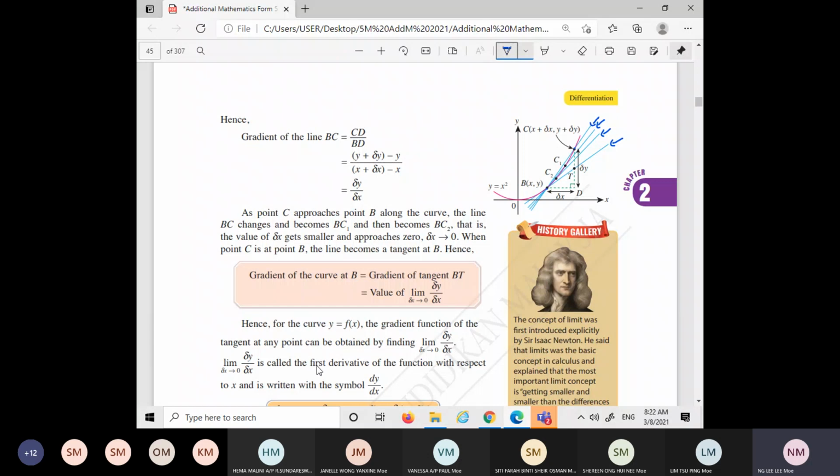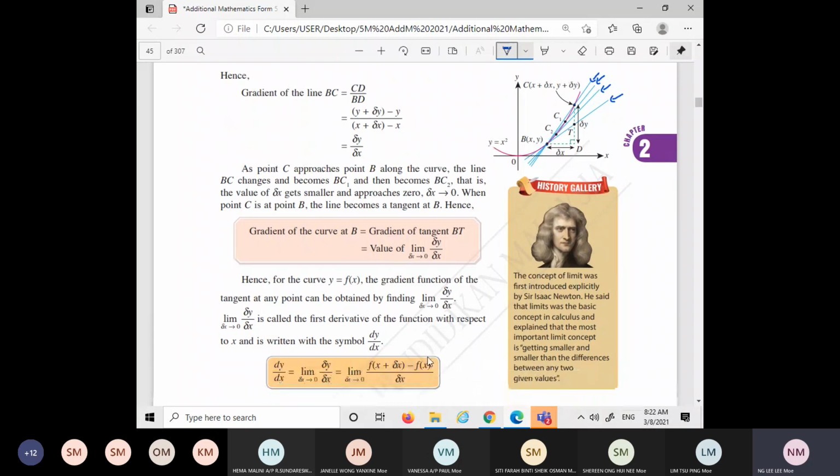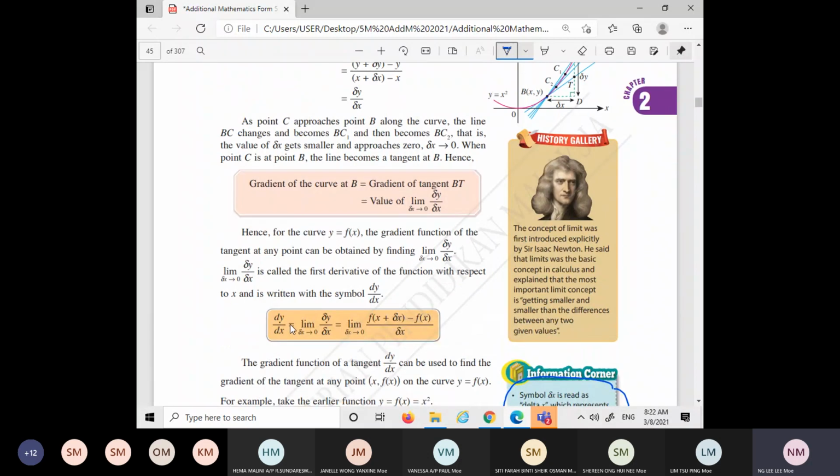This method we call using first principle. This is called the first derivative of the function with respect to x and is written with the symbol dy over dx. Therefore we can write it in this way: dy over dx is this. And this del y, we can write in this way. After this I will explain why del y is this.